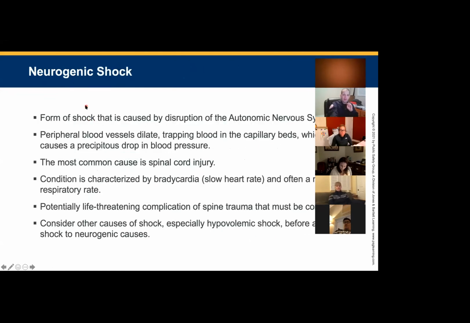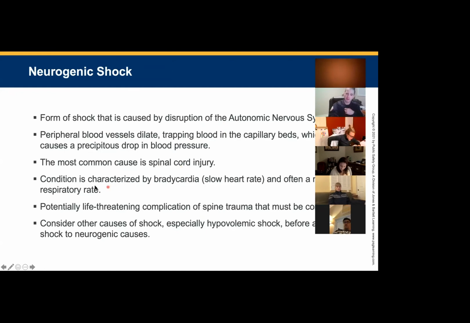When we talked about neurogenic shock, we talked about that earlier in the class. We talked about our different forms of shock. This is a form of shock that's caused by disruption of the autonomic nervous system. What happens is the peripheral blood vessels below the injury dilate, which causes trapping in the capillary beds, which causes a precipitous drop in blood pressure, and usually occurs from a spinal cord injury.